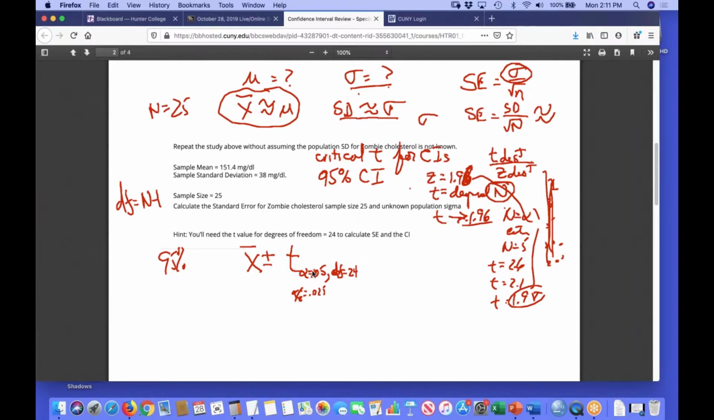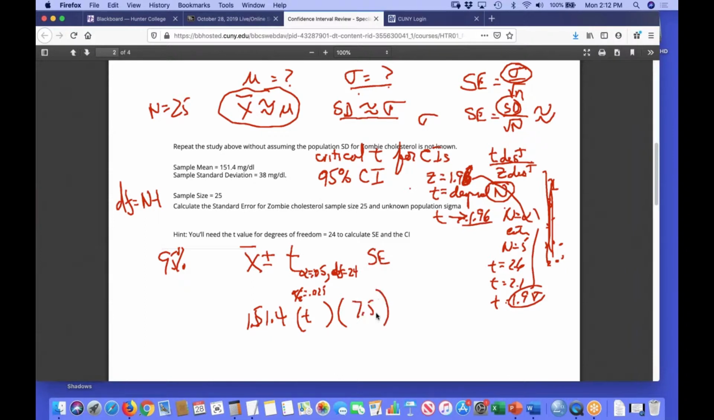So the t-score for 95% confidence and 24 degrees of freedom, times our standard error, calculated just as we did before, except that we don't know sigma, so we have to use the standard deviation instead. So I'm going to go ahead and calculate this for a 95% confidence interval. It's going to be 151.4 times the t-value, which I'm going to leave as it is for right now, times our standard error, which is the standard deviation of 38, which we didn't change, divided by the square root of the sample size, 25, which is equal to 7.6.